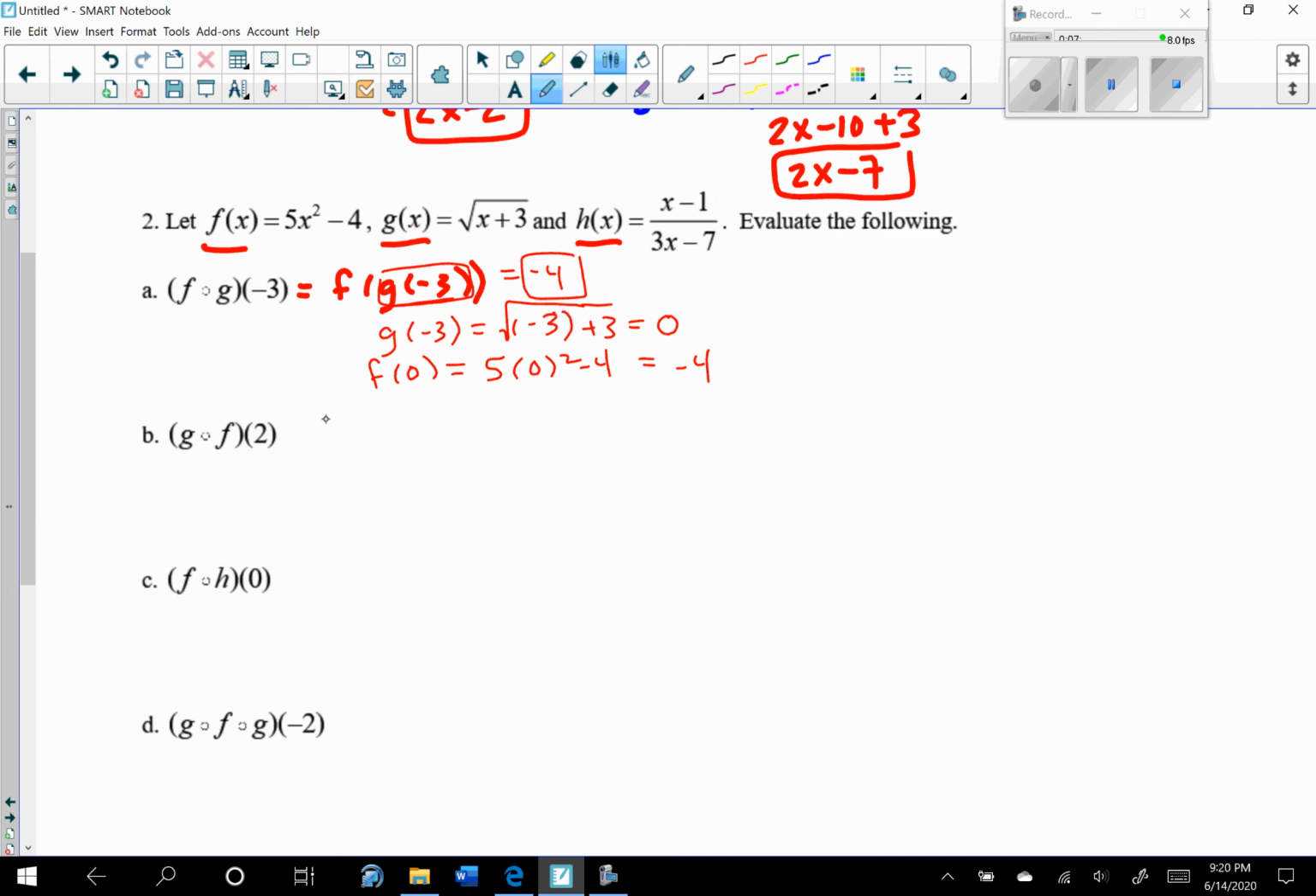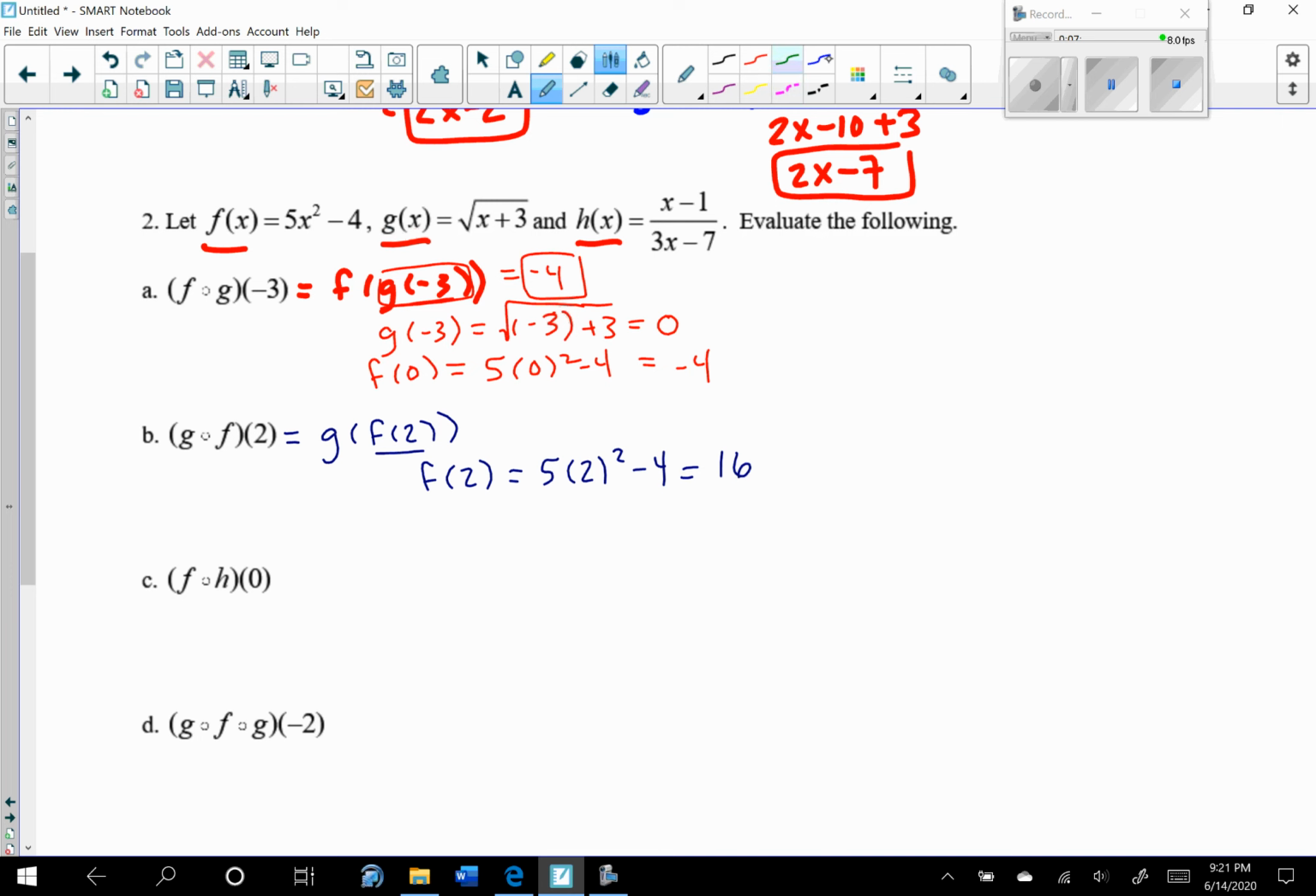So let's go ahead and do the next one. We have g of f of 2. So g parenthesis f parenthesis 2. The inside function is f of 2, so we're going to evaluate that first. F of 2 gives us 5 times 2 squared minus 4. So 2 squared is 4. 4 times 5 is going to give us 20. And 20 minus 4 is 16.